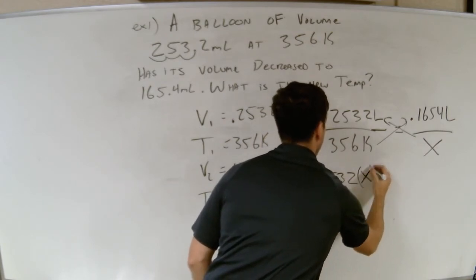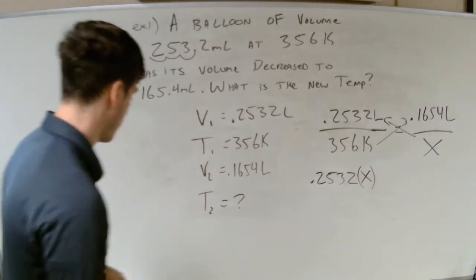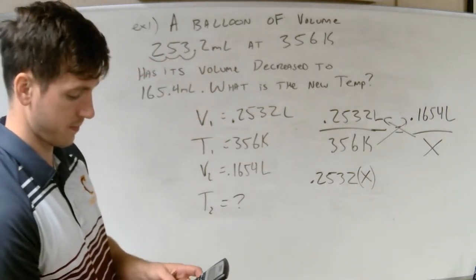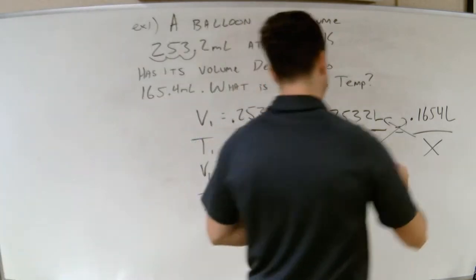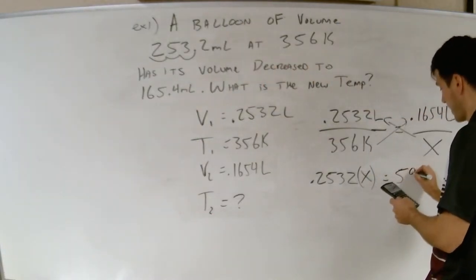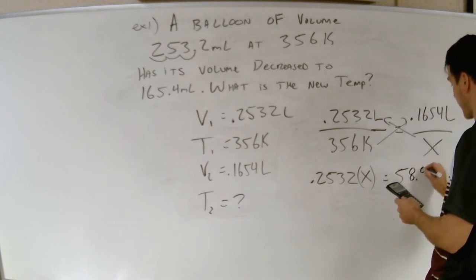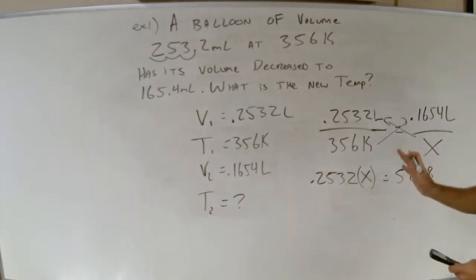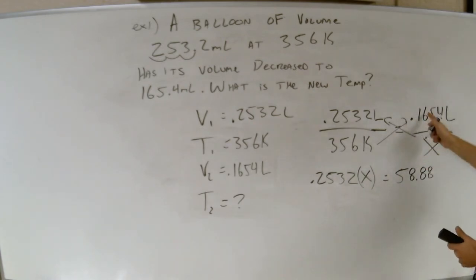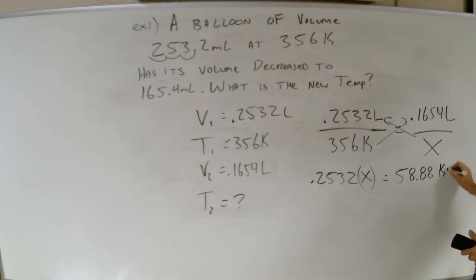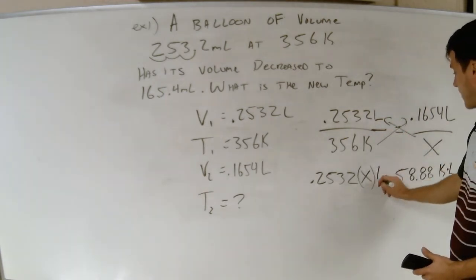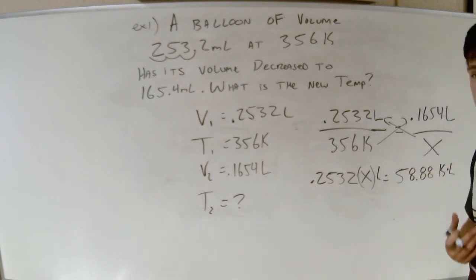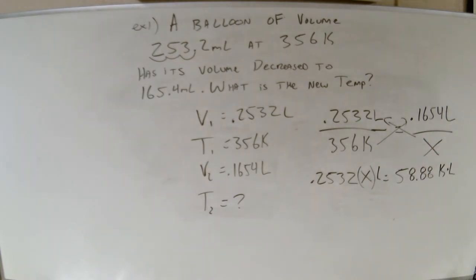0.2532x, okay, 356 times 0.1654 is 58.88, and I want to keep the units here because I want to see what's happening, right? If I took Kelvin times liter, that would give me Kelvin liters, and X times liters is just, again, liters. Again, I want to use my units to help me figure out I'm on the right path.